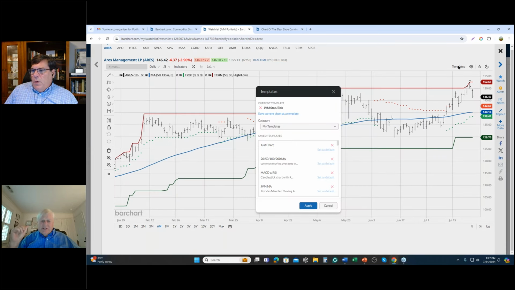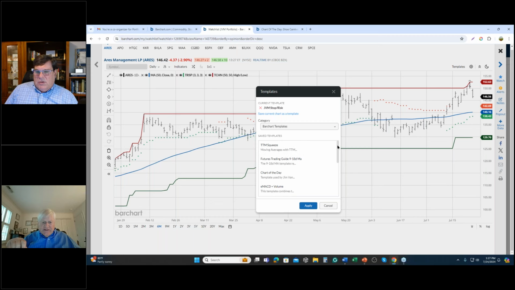So what we've added here is a couple of Jim's templates on our bar chart page. If you haven't been using them, I would recommend that you at least check them out. In the settings, up here where it says templates, you can find my templates. Let's go down one to the one I use for bar chart of the day, the chart of the day.